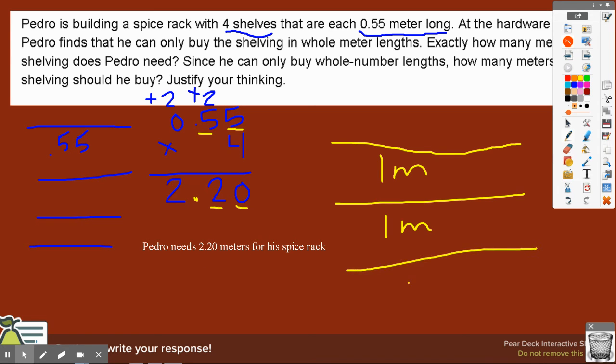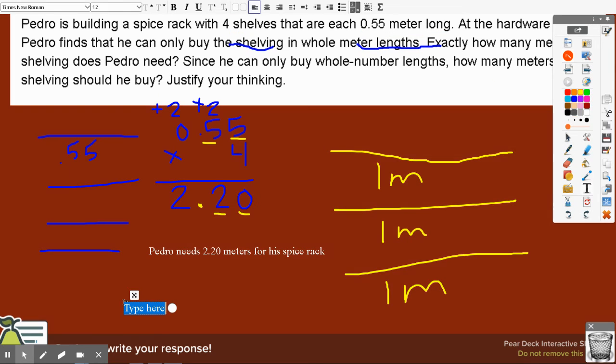So let's draw another meter board that he would buy. So now he has 1, 2, 3 meters worth of board that he's bought. Does he have enough to build his spice rack now? Yeah. So he needs 3 meter length shelves, I guess is what they call them, to build his spice rack.